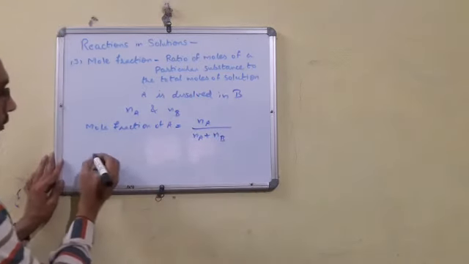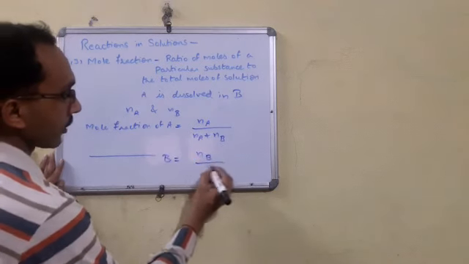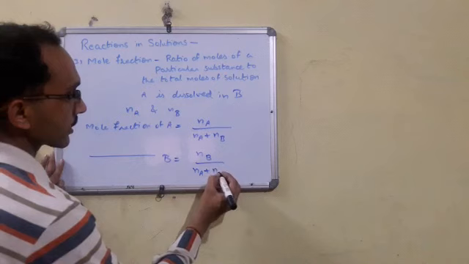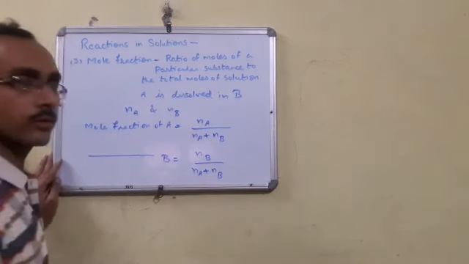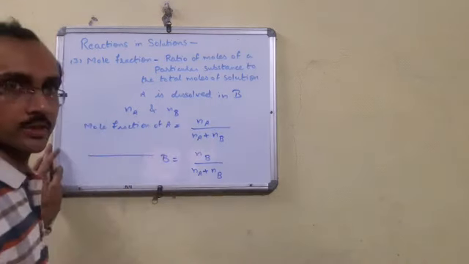Similarly, if we have to find the mole fraction of substance B, we can write number of moles of B upon the total moles of the solution. That means number of moles of A plus number of moles of B. In that way, we can easily find the mole fraction of both the substances. Understood?